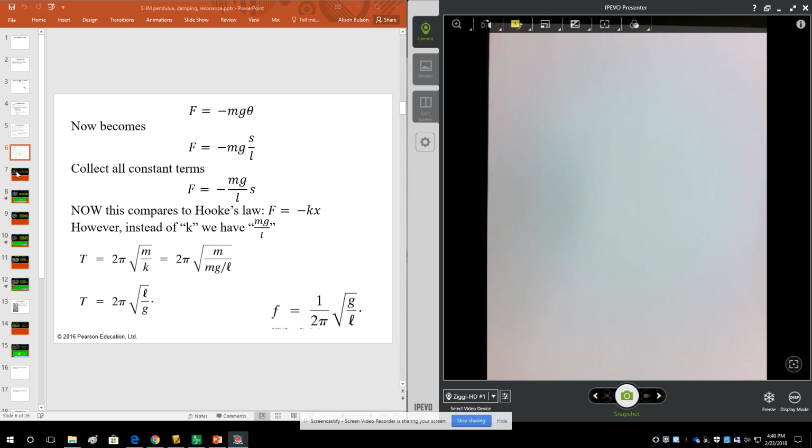So now we're back. We've looked at the limitations for a simple pendulum. Simple pendulum meaning that it undergoes simple harmonic motion, but that only happens if the maximum angle of displacement is about 10 degrees or less.